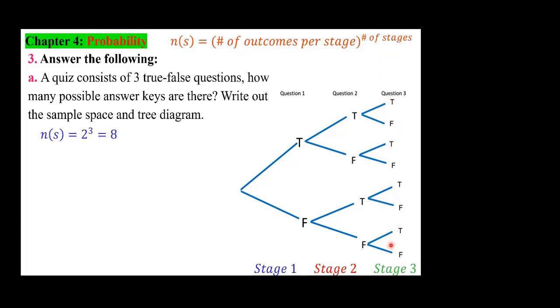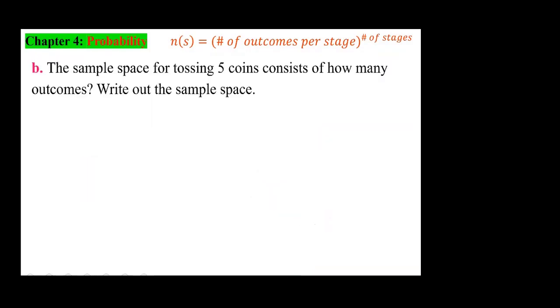And if we were to write the sample space in this branch, we would write T, T, T. Then the next one would be T, T, F. T, F, T, T, F, F. Continue with the rest of them, and you get 2 cubed or 8 outcomes. Now we are tossing 5 coins, and we want to see how many outcomes.